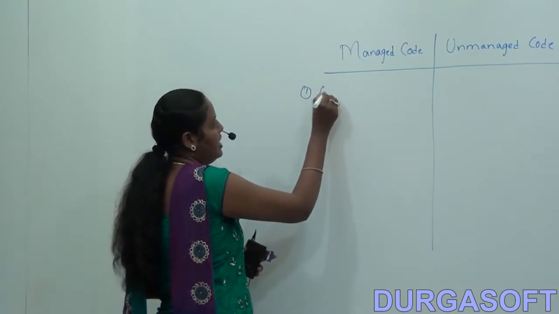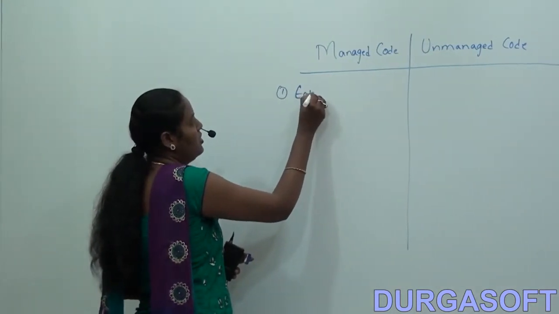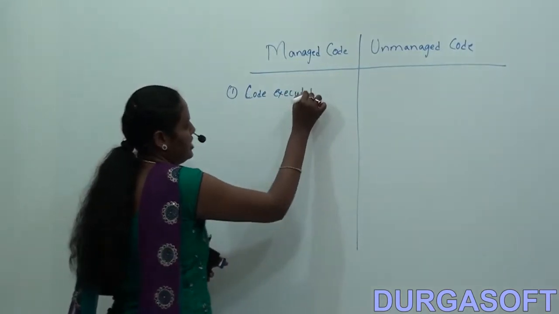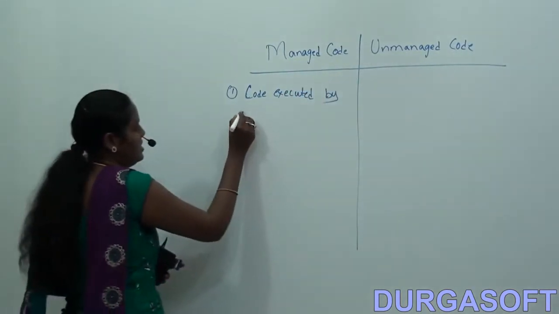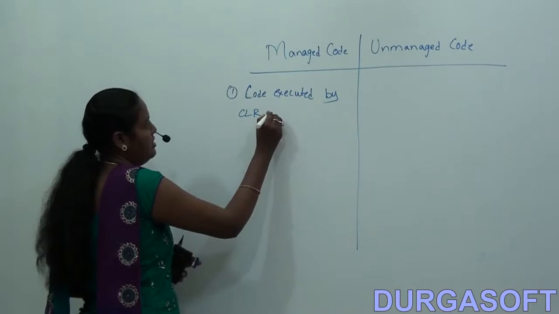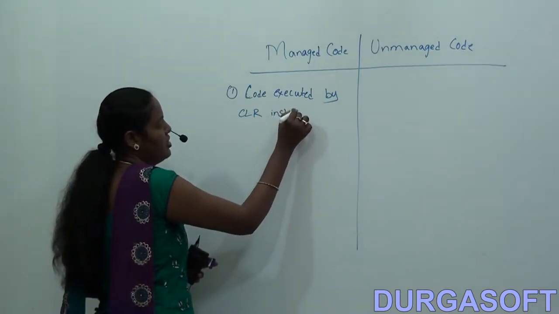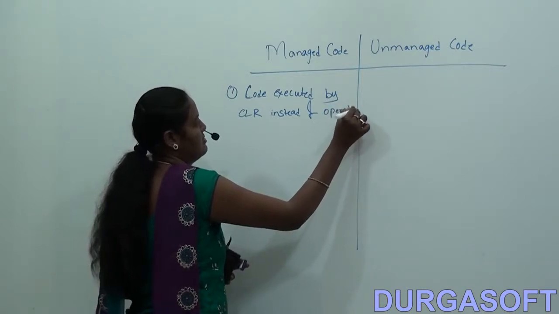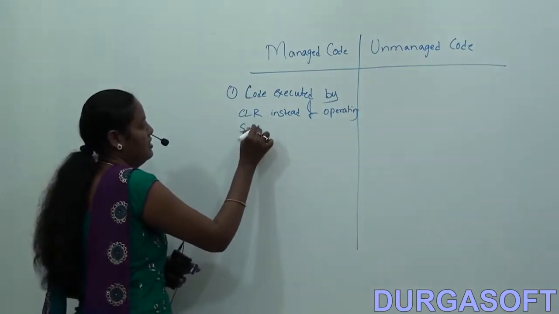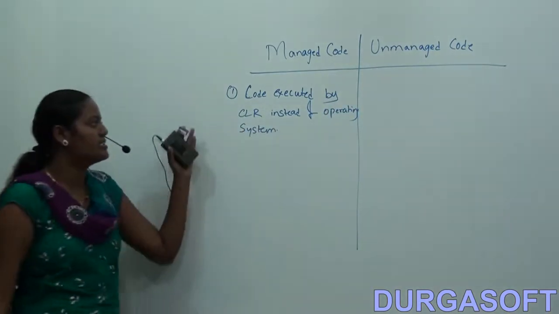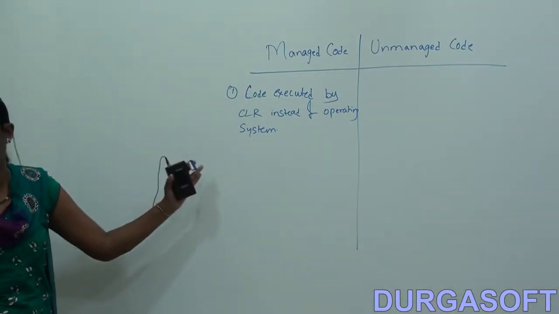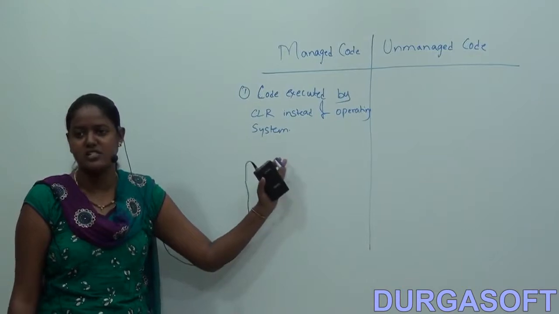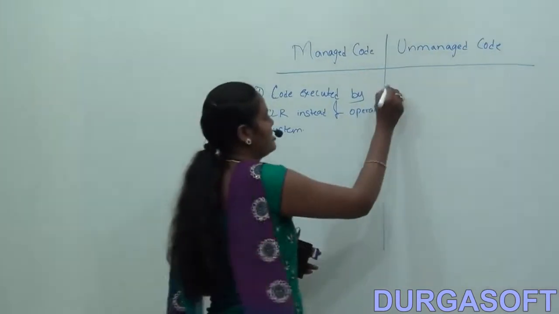First point, code executed by CLR instead of operating system. The code which is executed by the CLR instead of the operating system, this particular code we are going to call managed code. And what is unmanaged code?